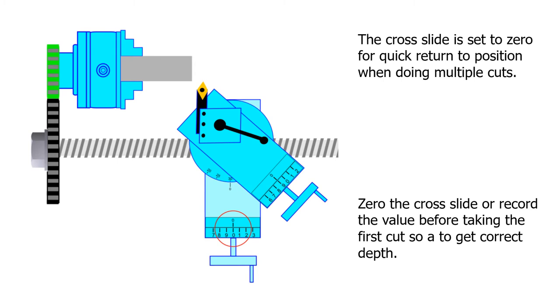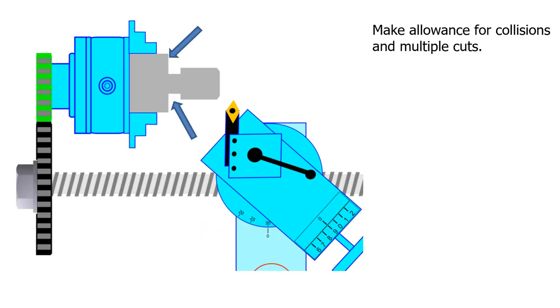The top slide needs to be zeroed also, as it is responsible for the depth of cuts and ultimate thread depth. Ensure that you've considered blind corners and run off or run out. In this example, there's a recess before the face, enabling the tool to be retracted without damaging the face or the thread. A chamfer was also created at the end of the workpiece to allow for a lead in for the thread.